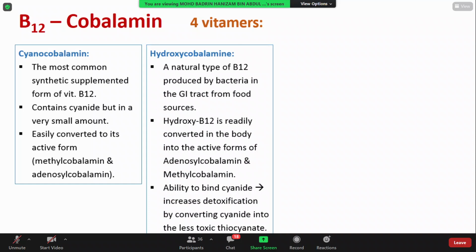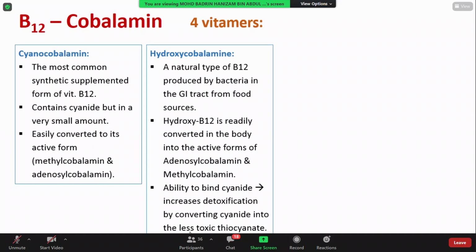So when you eat a certain type of fruits, when the fruits that we consume get to our GI tract, there are millions or trillions of bacteria that reside in our GI tract. This type of bacteria are capable of converting this food material into vitamin B12. But hydroxy vitamin B12 is readily converted in the body into the active forms adenosylcobalamin and methylcobalamin.